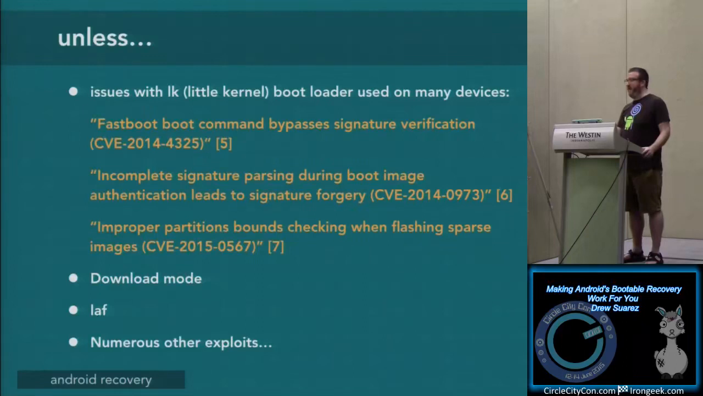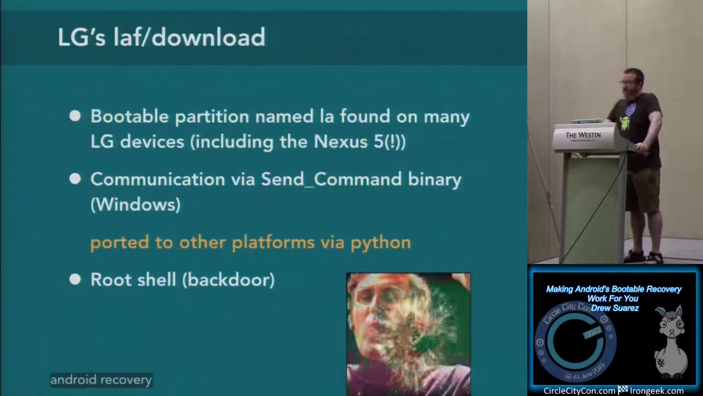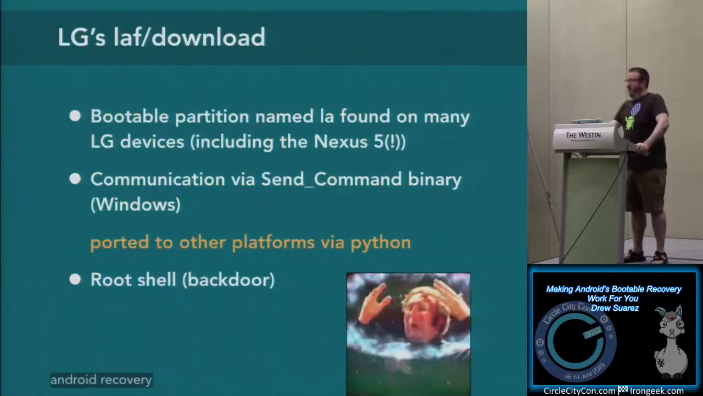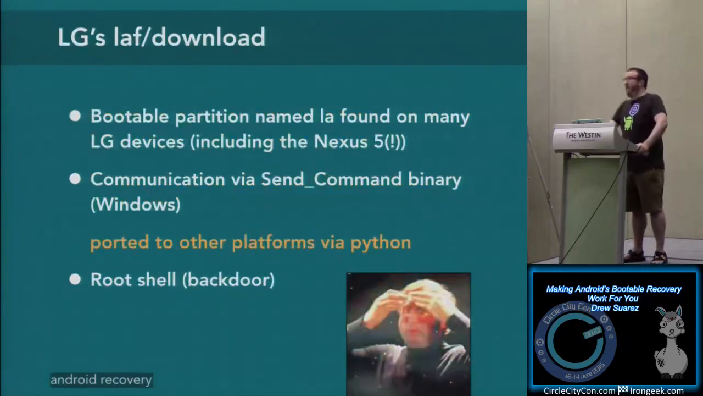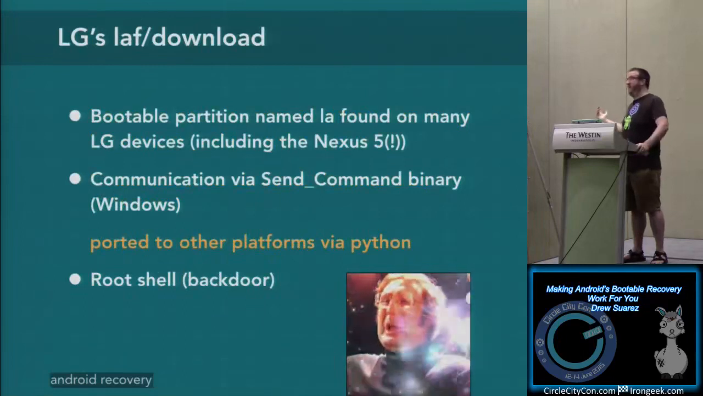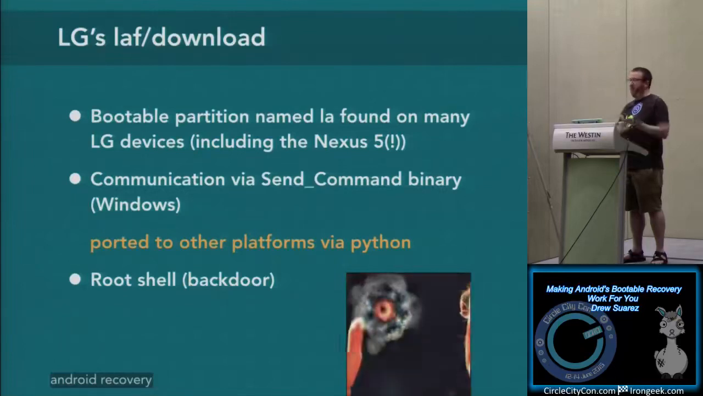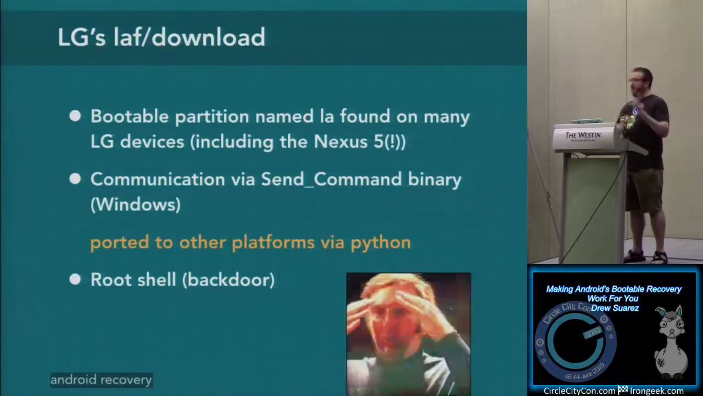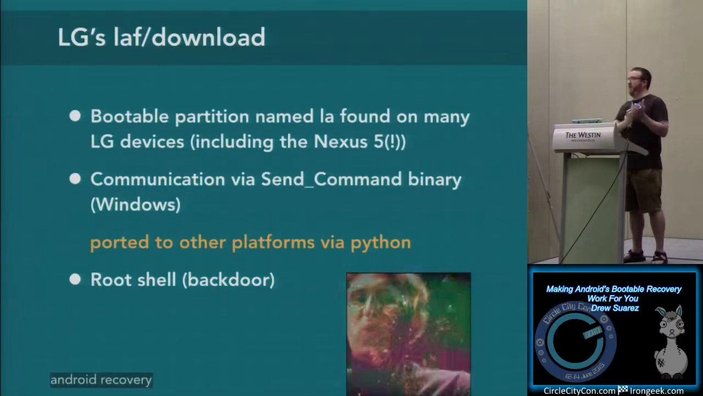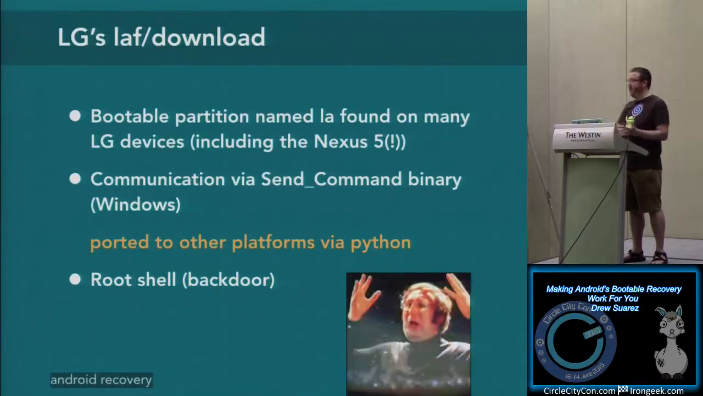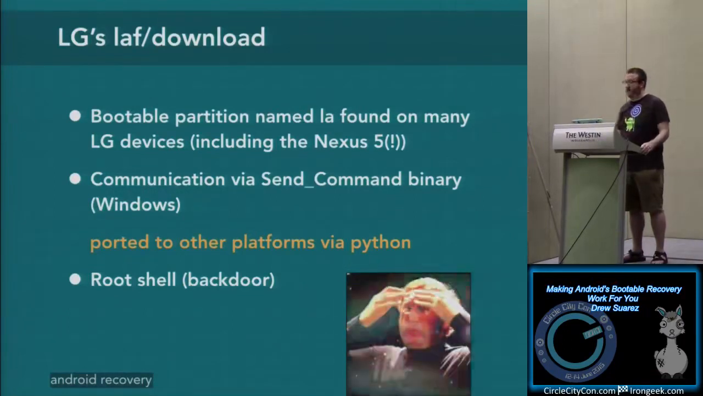This is a good way to flash this, and I'm going to talk about LAF now. And of course, there's always things out there that are not covered in here. So LAF mode is a bootable partition named LAF found on many, many modern LG devices, including the Nexus 5, which is very interesting to me. It's a special boot mode similar to how you would get into download mode or recovery. You do the death grip, as you call it, hold a certain button combination at boot time, and you get the phone to boot to something else.